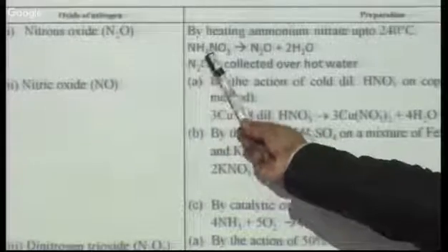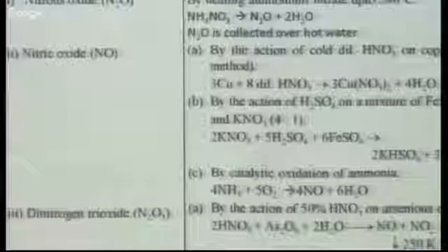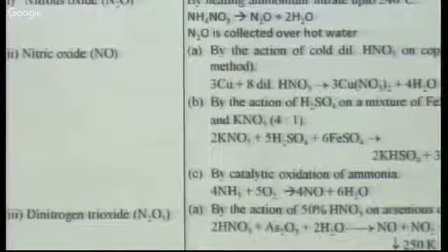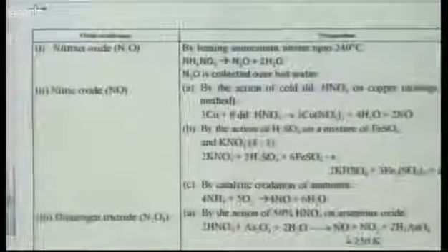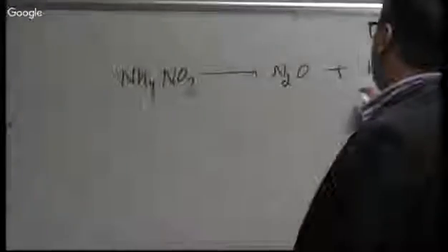So when we heat ammonium nitrate at 250 degrees, we will get N2O. Clear? But the only problem is this N2O is always present in the presence of H2O. Why are we heating? If we are not heating, it will not decompose first. Second thing is, if N2O combines with H2O, nitrous acid will form. So when you heat NH4NO3, it will give N2O plus H2O and the temperature is, let's say, 250.